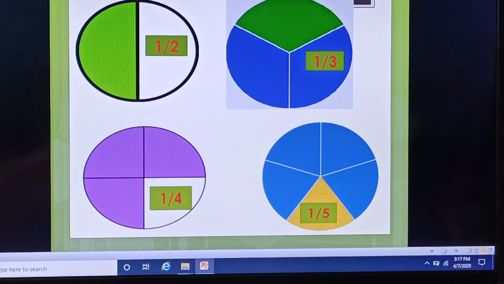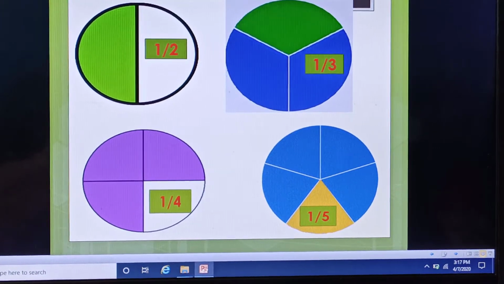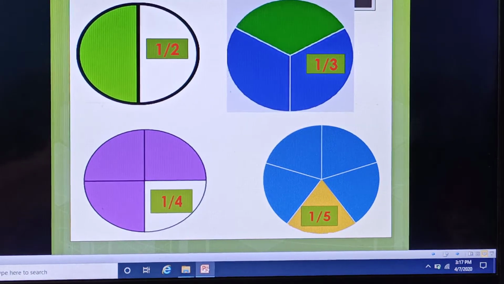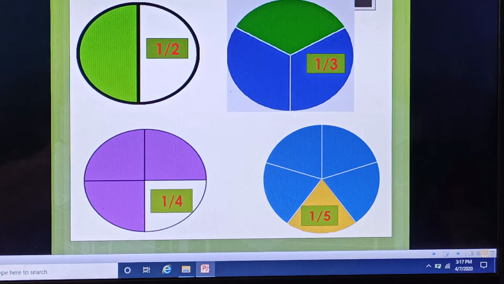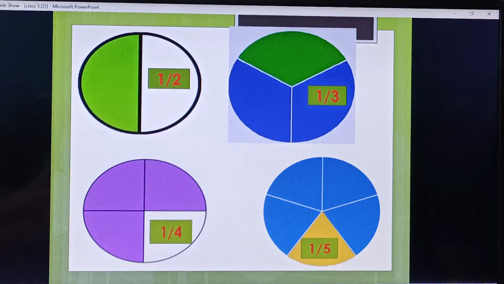On the screen we can see four circles. The first circle is divided into two equal parts. The second one is divided into three equal parts. The third one is divided into four equal parts. And the fourth one is divided into five equal parts.